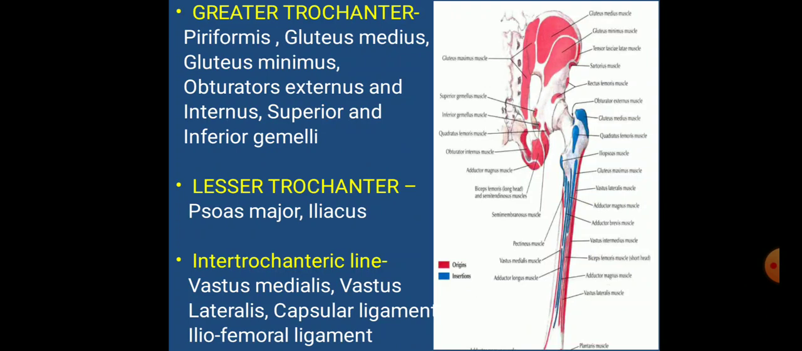In this picture you can see the very important muscles which are attached on the greater trochanter and lesser trochanter, where the red denotes the origin and the blue mark denotes the insertion of the muscles.